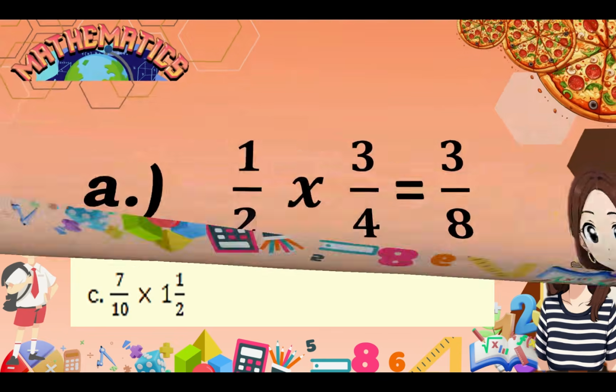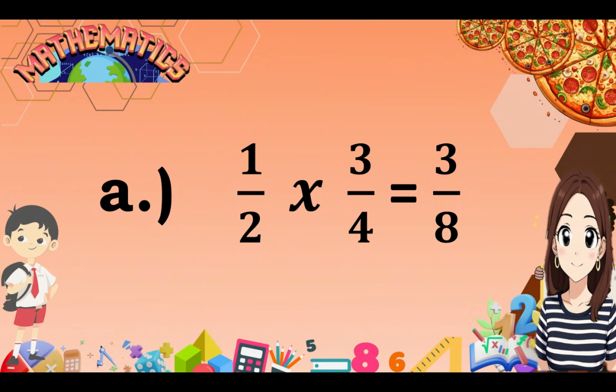Now let's answer them. For letter A, 1/2 times 3/4 equals, according to the rule, multiply the numerator by the other numerator and do the same with the denominators. So 1 times 3 equals 3. 2 times 4 equals 8. So the answer is 3/8.